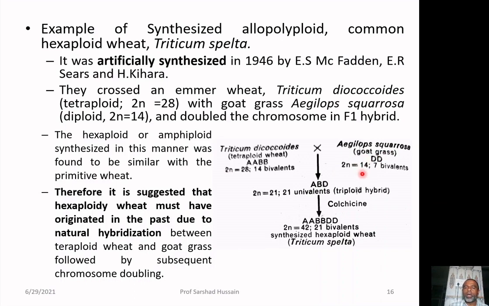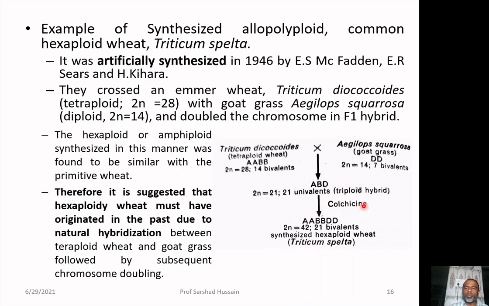So, when it was crossed, the F1 hybrid had 21 chromosomes, that is 14 chromosomes from Triticum dicoccoides and 7 chromosomes from Aegilops squarrosa. It was a triploid, but this triploid hybrid was sterile.